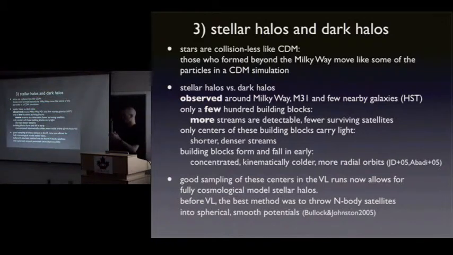Because it's less of a mix, it's more of more visible structure, more clumpy. And then another difference is the light is typically only the very center, so you get denser, shorter streams. Typically the building blocks tend to fall in quite early, so the stellar halo ends up being much more concentrated and colder than the dark matter.